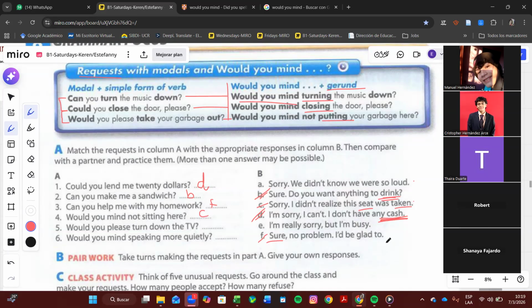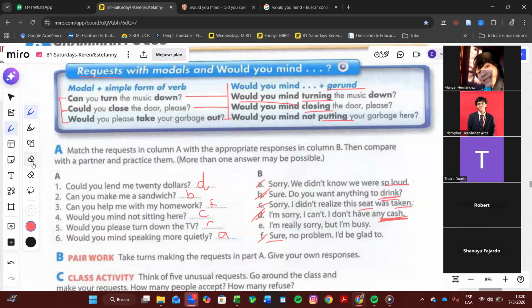Robert, would you please turn down the TV? Maybe A. Okay, A. Right. Excellent. Okay. It could be, because look at the last one. Would you mind speaking more quietly? So I think the last one could be A. Sorry, we didn't know we were so loud, right?